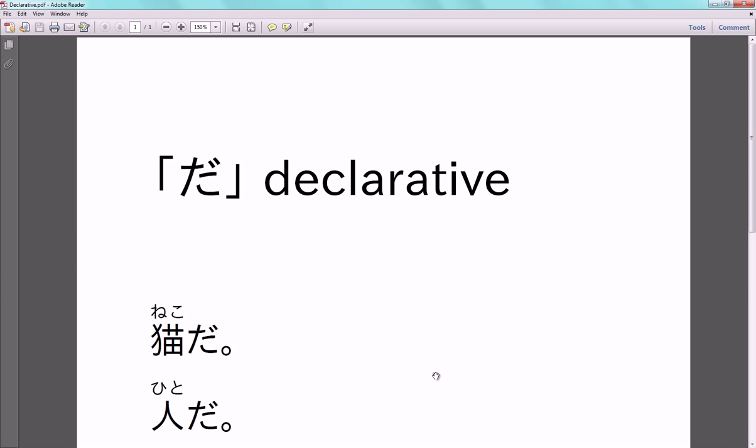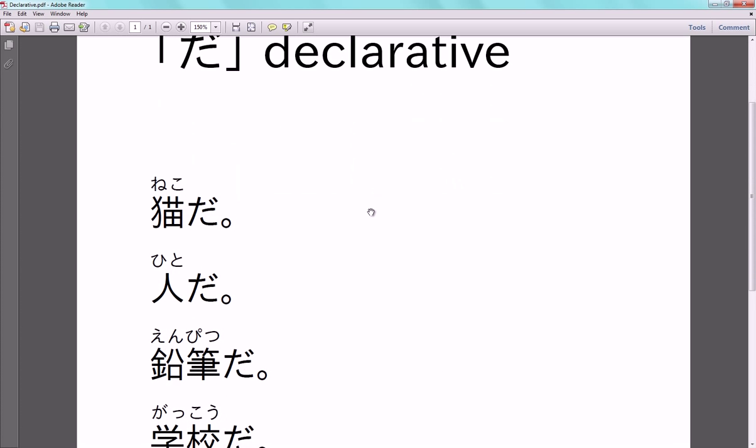So, for example, you want to say, this is a cat, or cat. Then you say, neko da, which means this is a cat, or I declare so that it's a cat. So all you're saying is cat, basically, but you're declaring it. So you're saying neko da. And this is very important.